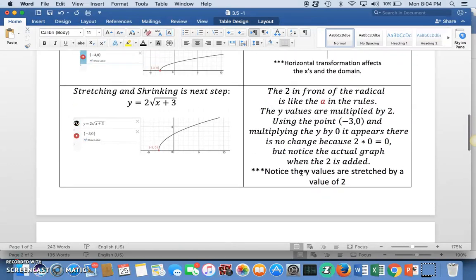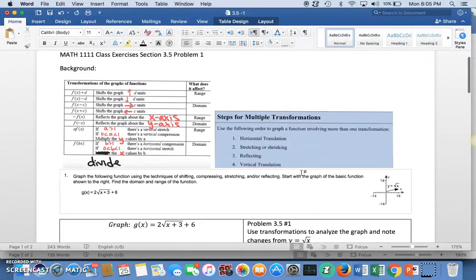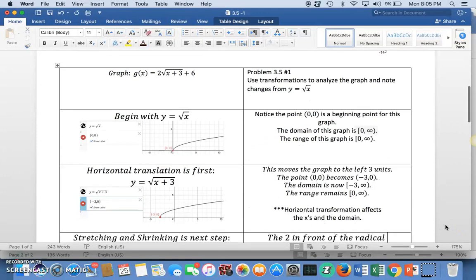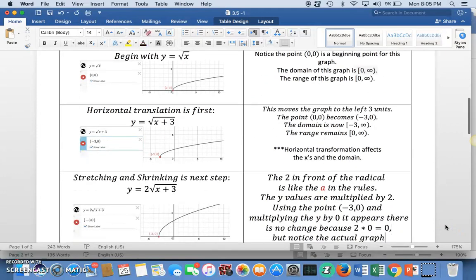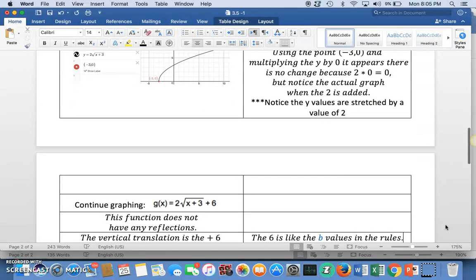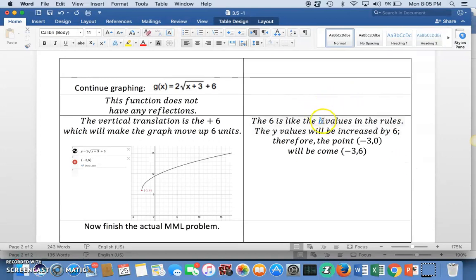And the 6 is like a d value, really, because you're moving it up. So it would be sort of like a d from the rules that are given up there. So you move it up 6.